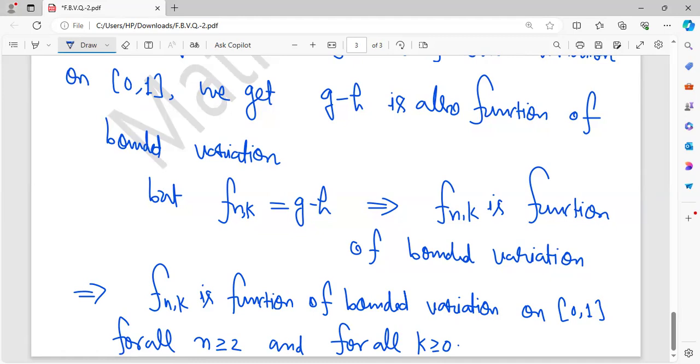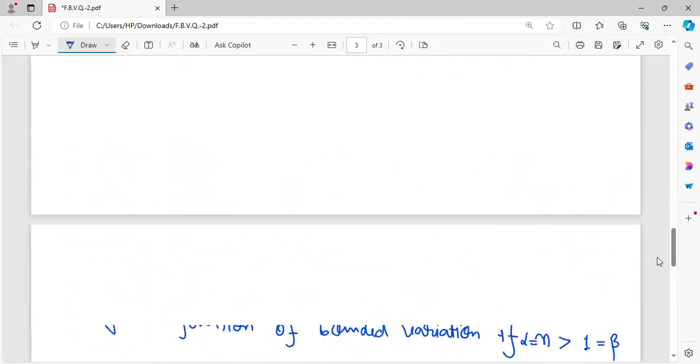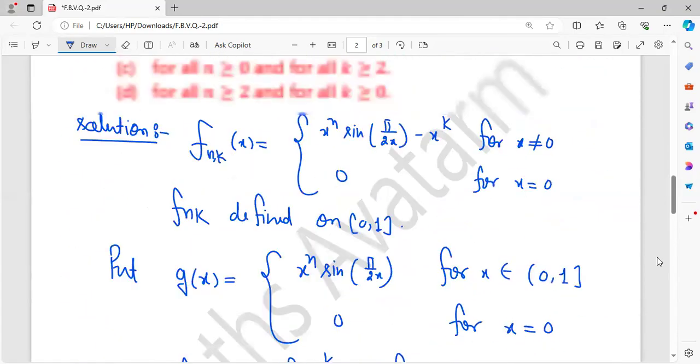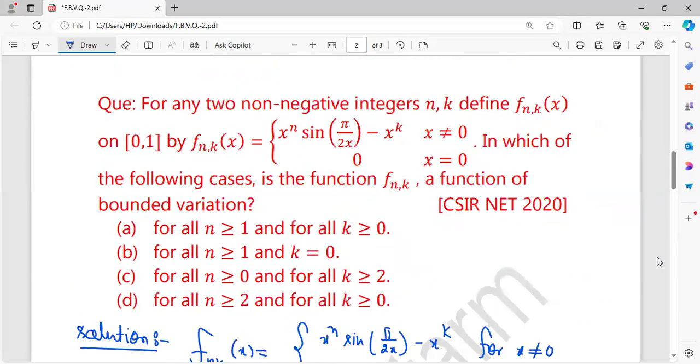So which option is correct? Let's see. Option number D is correct.